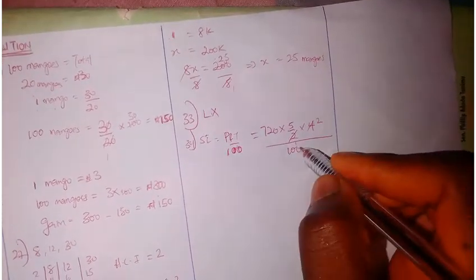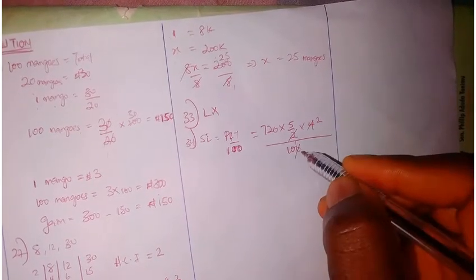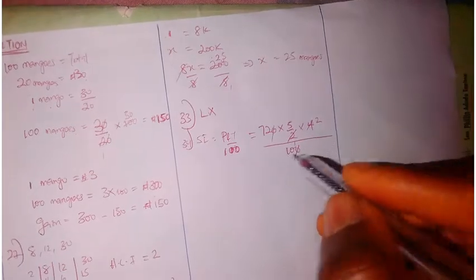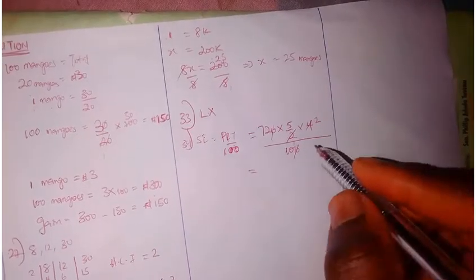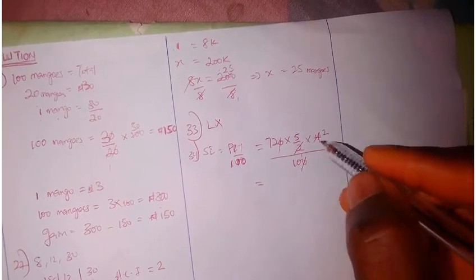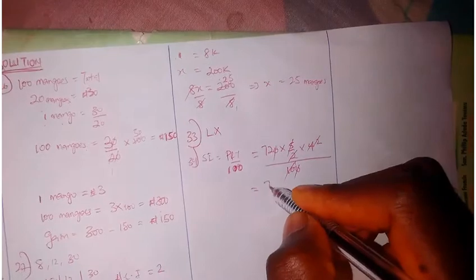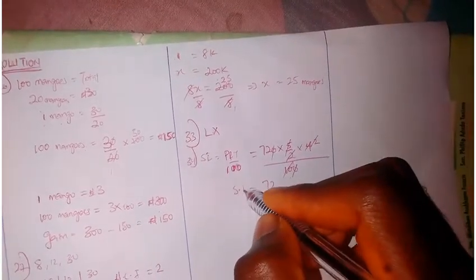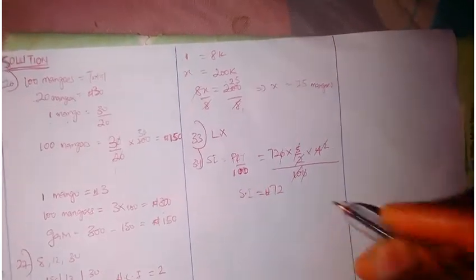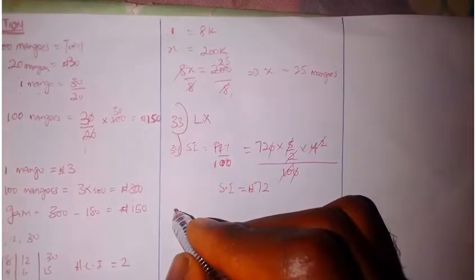Okay, so in this case what happens? I can say this removes one of this. What am I left with? I'm left with 5 times this is 10. So this can cancel this also. My answer should be 72. So SI equals what? 72 what? Naira, if I did the calculation well. Okay, so number 35.